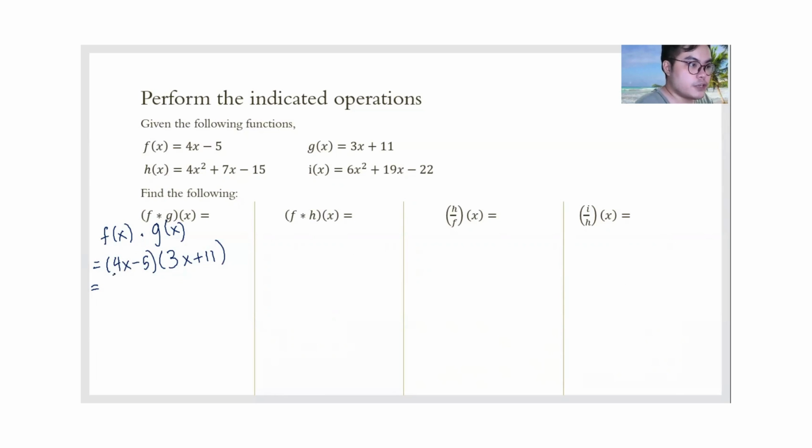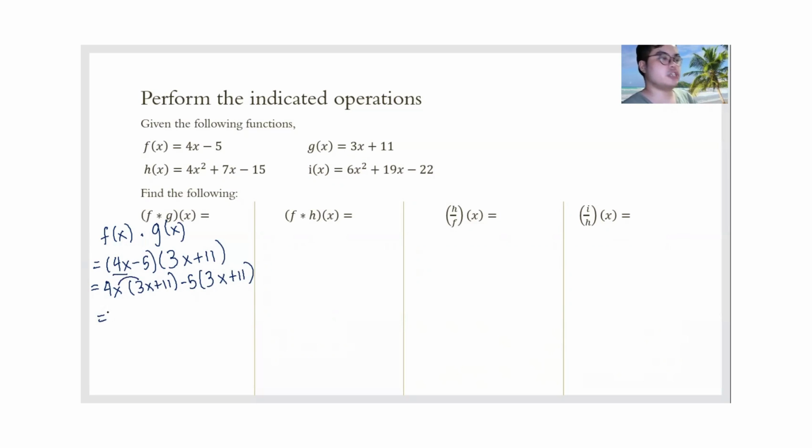The first thing is you're going to use the first term of the first group, which is 4x, times 3x plus 11. Then you're going to use minus 5 as the last term of the first group. Then you're going to multiply with the second group using the distributive method.